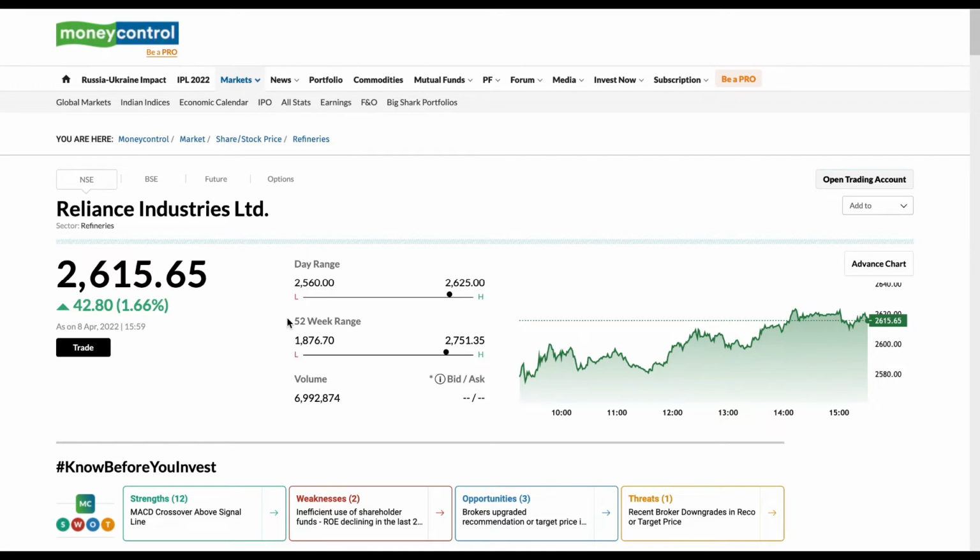Then there's the volume. The volume shows the number of shares being traded at that time during the trading hours. So here you can see there's 69,92,874 shares being traded in 1 day, right? And then on the right you can see that there is a graph that shows the market performance over the span of 1 day, and here the current market price is at 2616.65.